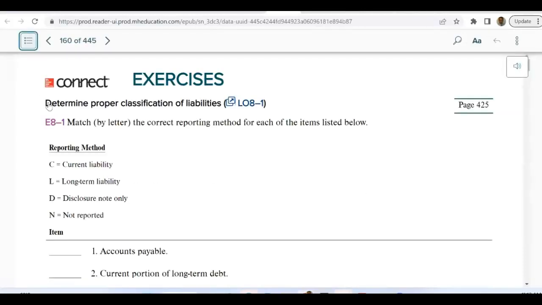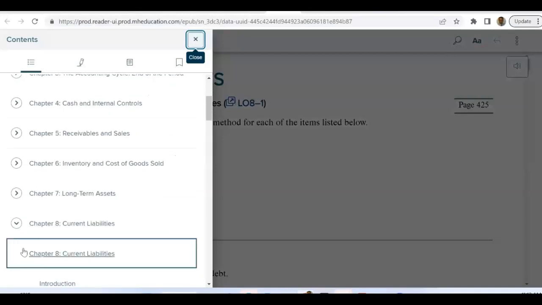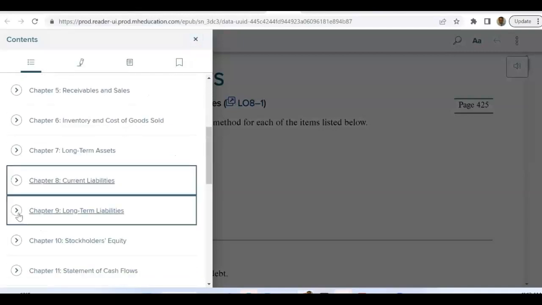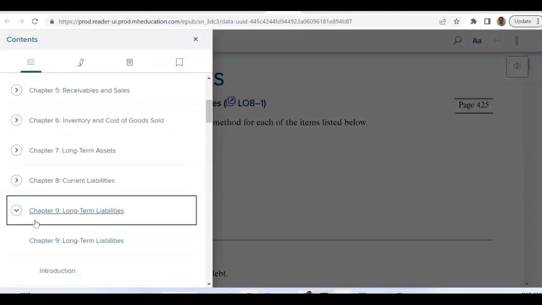And I'm going to close chapter 8 and go to chapter 9. Chapter 9 is about long-term liabilities. Chapter 8 was current liabilities, which is liabilities that you need to pay within 1 year or your operating cycle, whichever is longer.